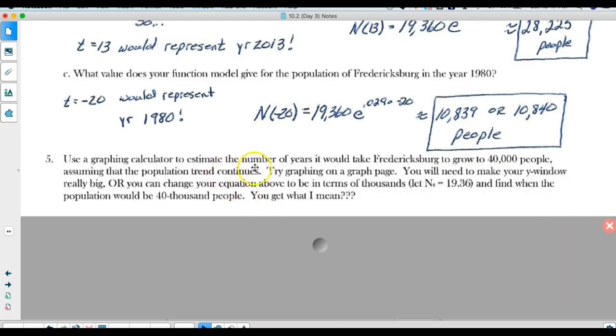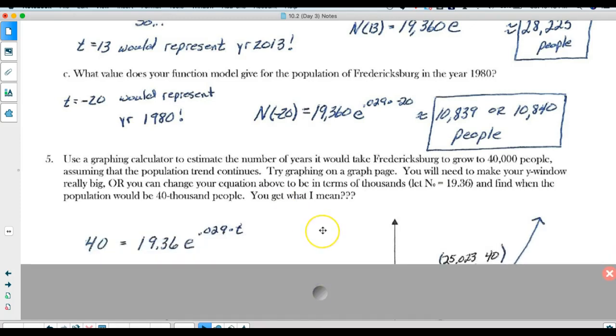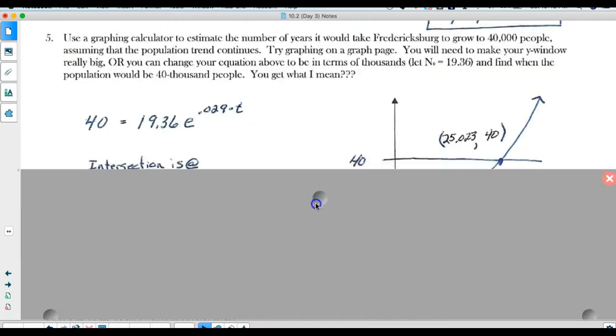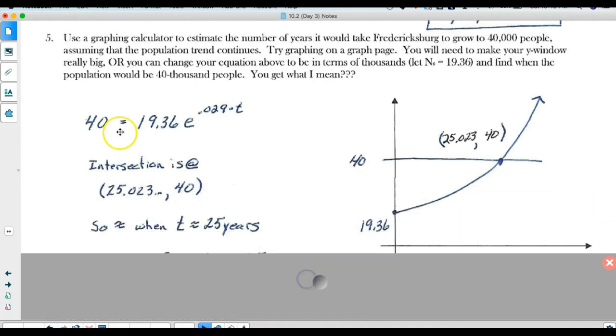And here, use a graphing calculator to estimate the number of years it would take Fredericksburg to grow to 40,000 people. Because we don't want to change our scale so big, we're going to let our initial condition, our N sub 0, be 19.36. Basically, that just means our equation is given to us in thousands. So whatever our answer spews out, we would take times 1,000. So when is my equation equal to 40, rather than 40,000 and 19,360, we just made our function in terms of thousands.